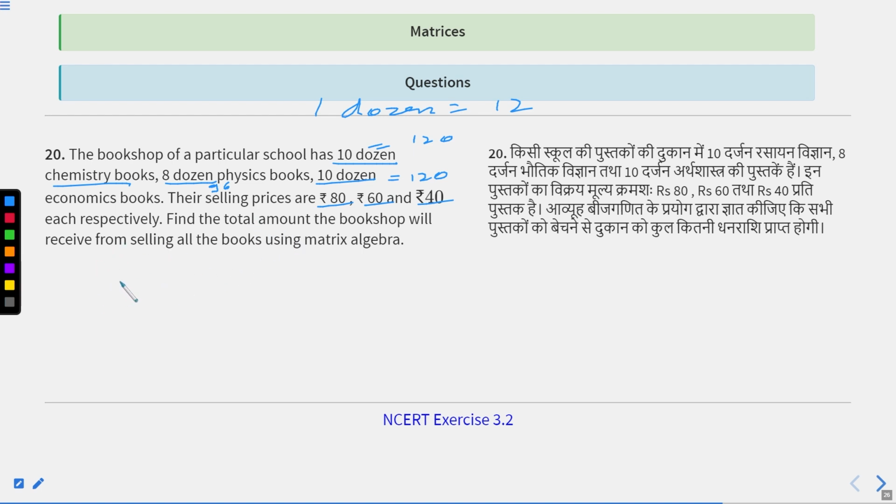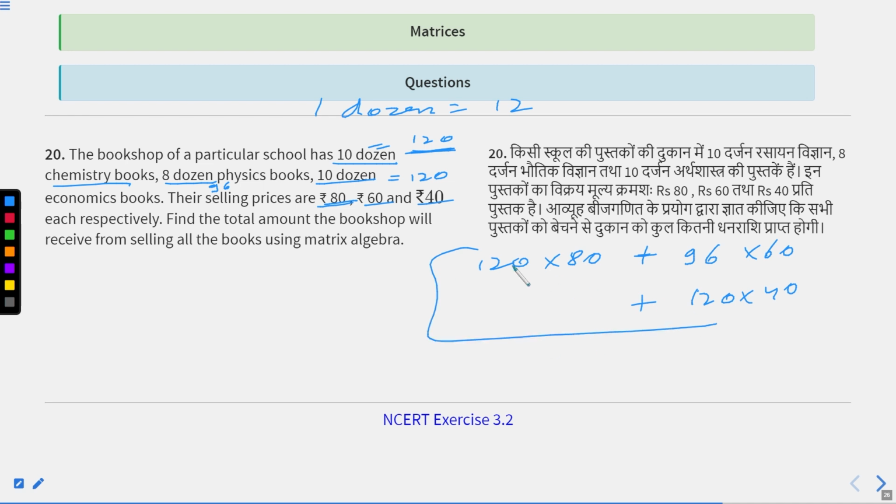So quite simple. How you used to calculate the total amount? Just multiply each selling price with the number of books. Okay, so the price for a single chemistry book is 80. You have 120. So what you will get? This thing plus. Now for each physics book you have 60 rupees as your selling price. So in total you are having 96. So this means the total amount will be this, and again 120 will be multiplied with 40 with the same logic.